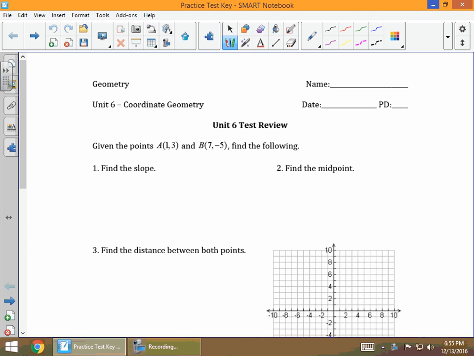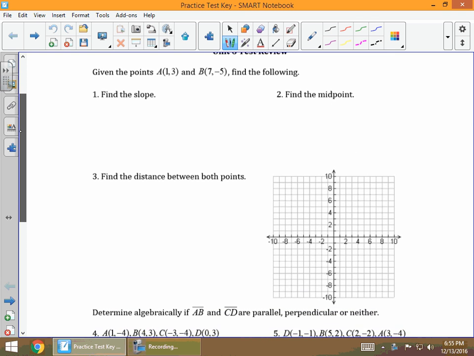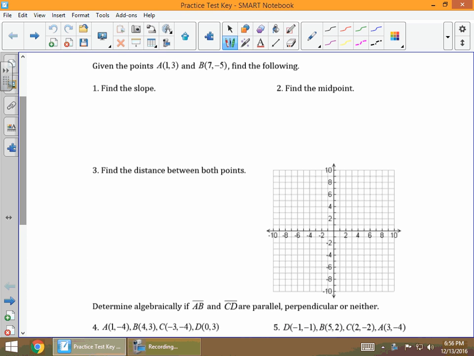So I'm going to jump right into question number 1 on the Unit 6 test review. And I'm actually going to do all 3 questions, 1, 2, and 3, because they all deal with the same 2 points. Point A is at (1, 3). B is at (7, -5). So you do see the little graph down here. I'm going to go ahead and graph those 2 points first.